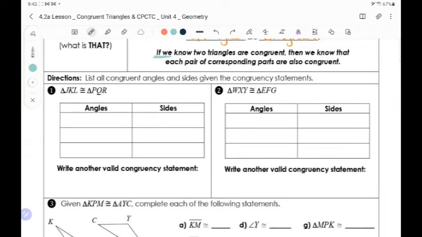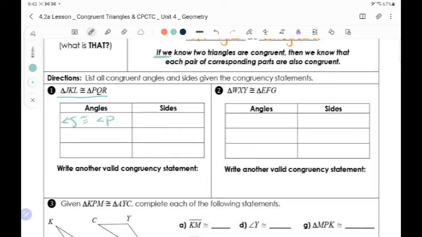List all congruent angles and sides given the congruency statements. Here is our congruency statement for number 1. What that means is it's telling us triangle JKL is congruent to triangle PQR. The angles that we need to match up, we already said that the angles go in order. So angle J is congruent to angle P. How do I know? They're both mentioned first.